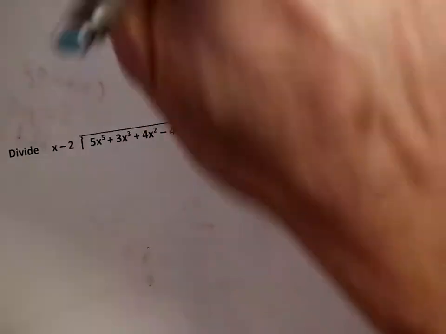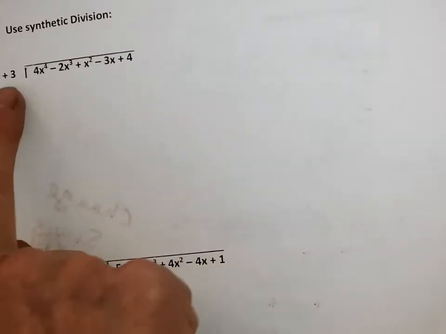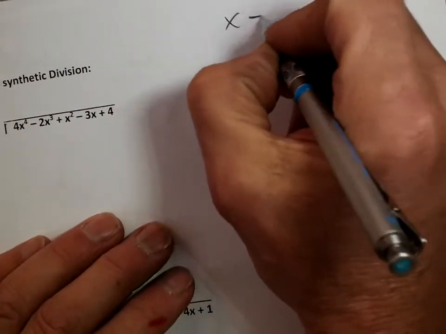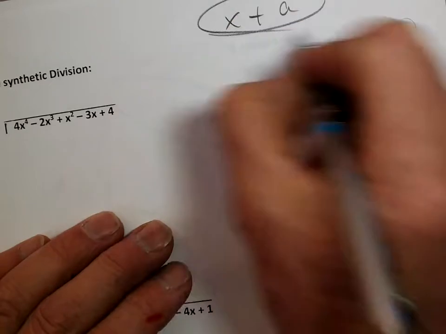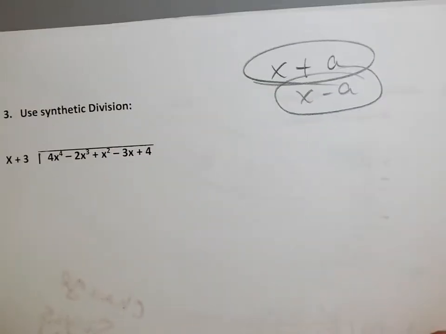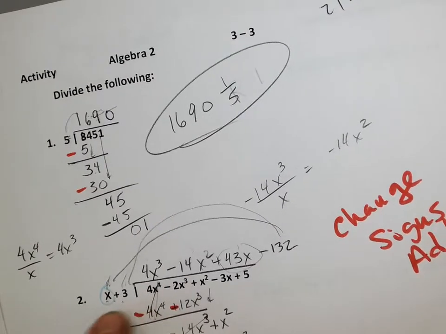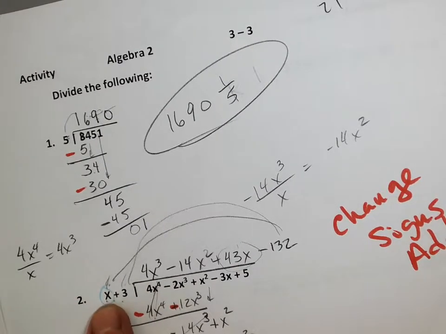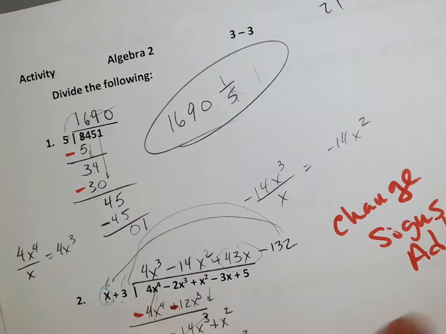If it is a binomial, if it is just x plus a number, or if it's x minus a number, we're going to do this little trick called synthetic division. It's fast, it's quick, and we get the same answer, but a lot more quickly. So we could have done a trick with this one, which is what I'm going to show you. It makes it a lot faster. If this were an x squared or something besides that, you'd have to do the ugly long division.